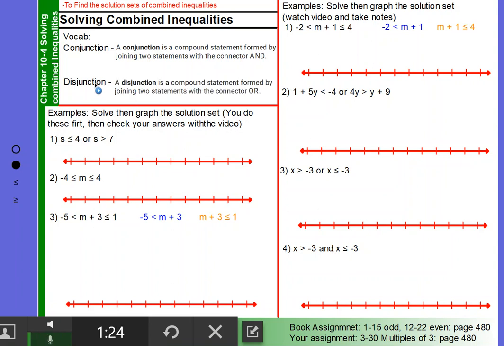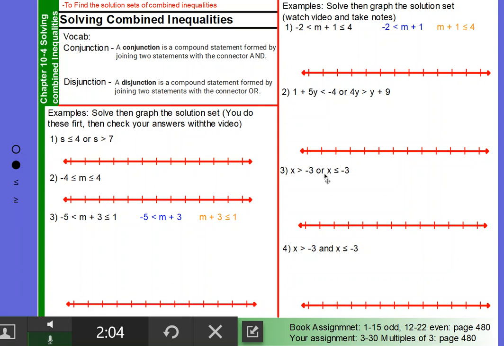A disjunction is a compound statement formed by joining two statements with the connector or. In other words, only one of the two statements must be true in order to satisfy this inequality. For example, in terms of math, we have S is less than or equal to 4, or S is greater than 7. So if either one of these conditions is met, we're happy. Other examples on this page are disjunctions. Anytime you see this or statement, it's going to tell you we have a disjunction.